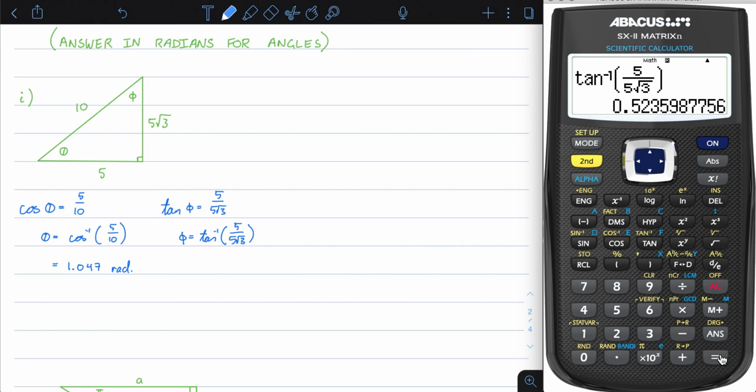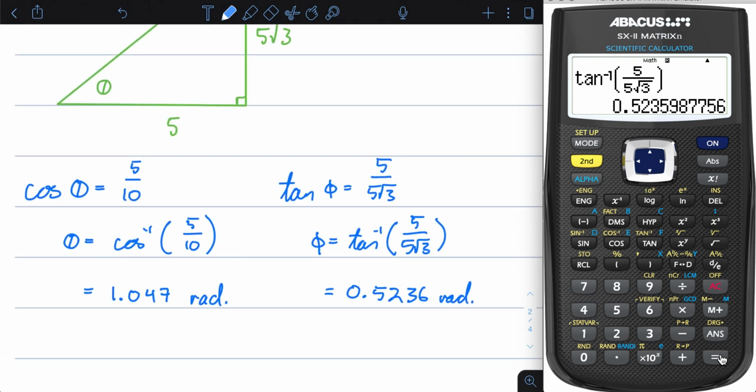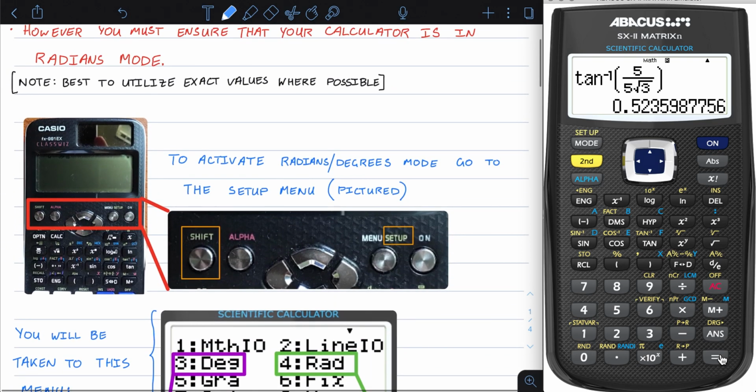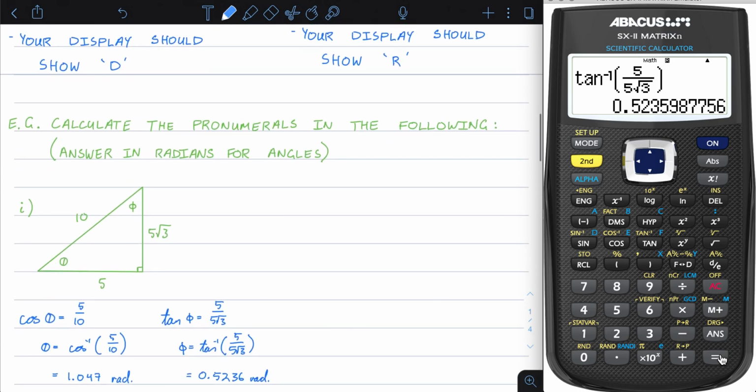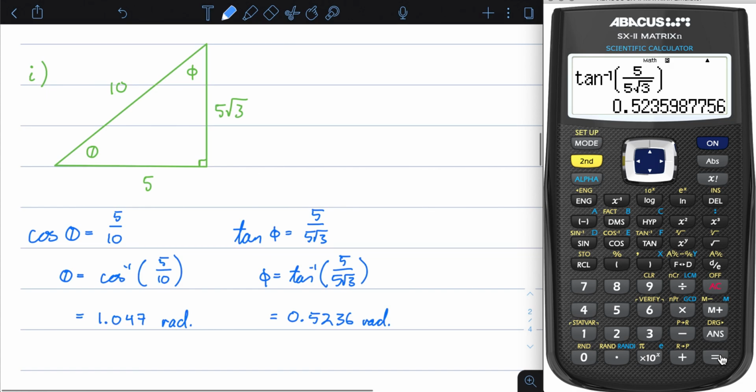This gives us 0.5236 radians. As you can see, it's very much the same as when we calculate using degrees. Now, however, take note that I put a little note here, and the reason why I wrote that is when we can, we should utilize exact values.